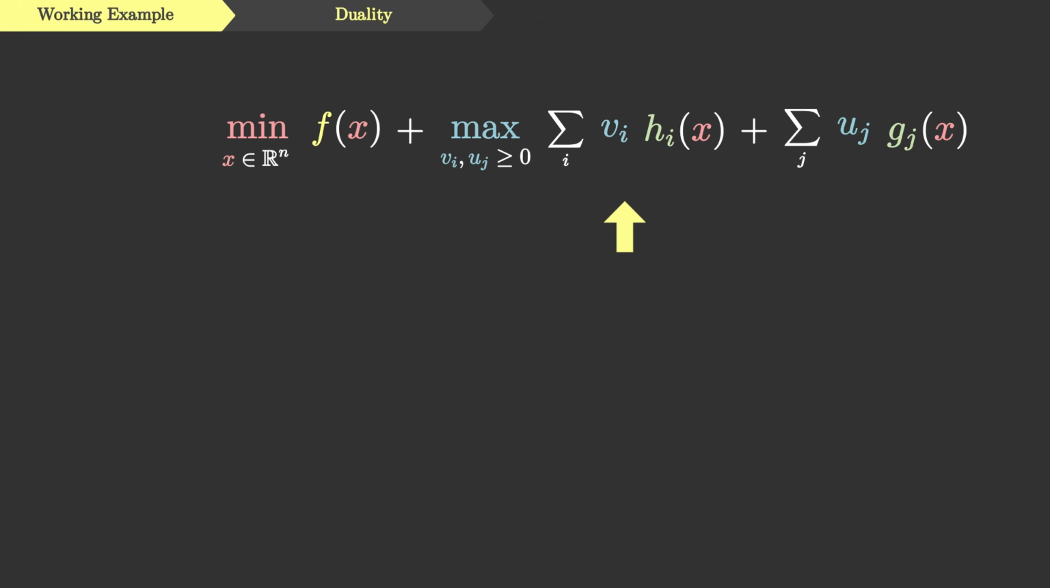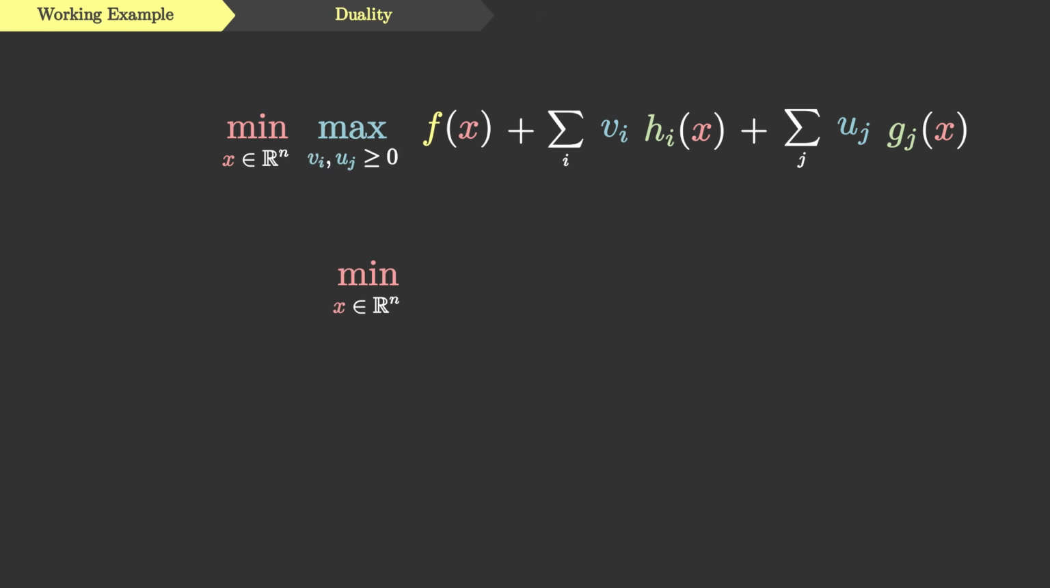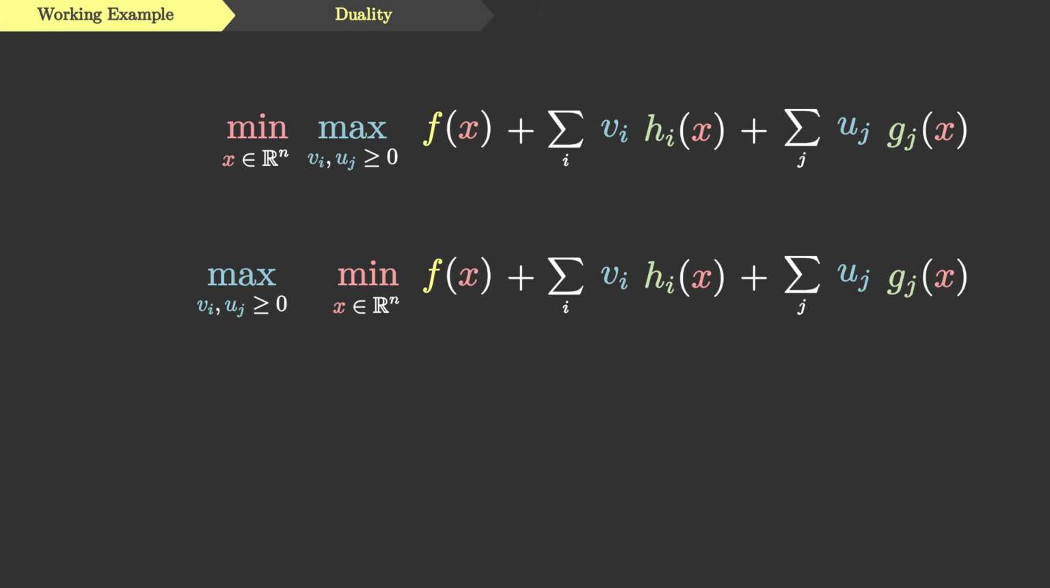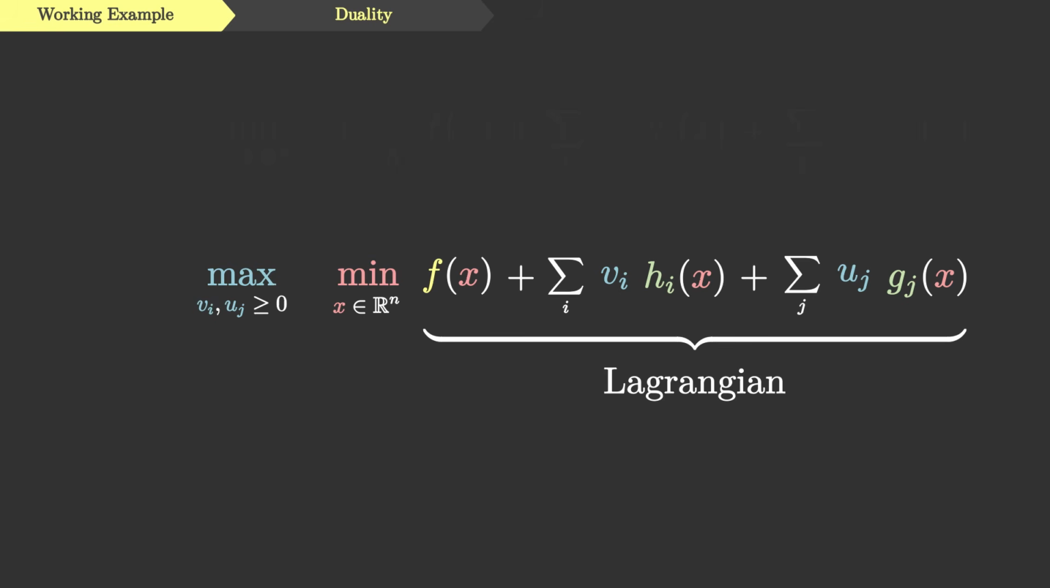And now to get the dual problem, we pull the maximum outside, and we switch the order of the min and the max. This quantity here is known in the literature as the Lagrangian of the optimization problem, and the dual problem is referred to as the Lagrangian dual. And we will go back to the Lagrangian in a second. A few words are in order at this point.